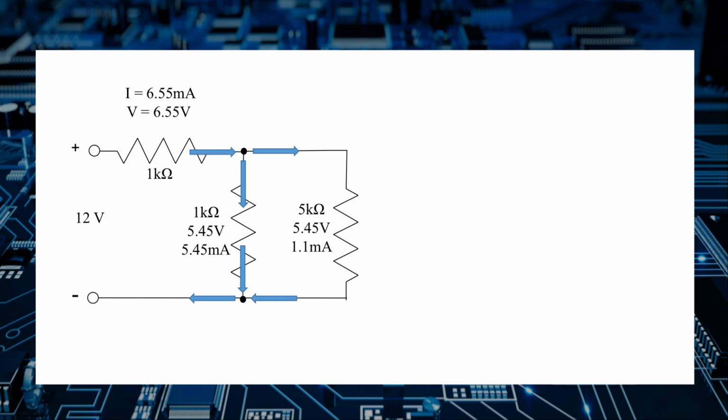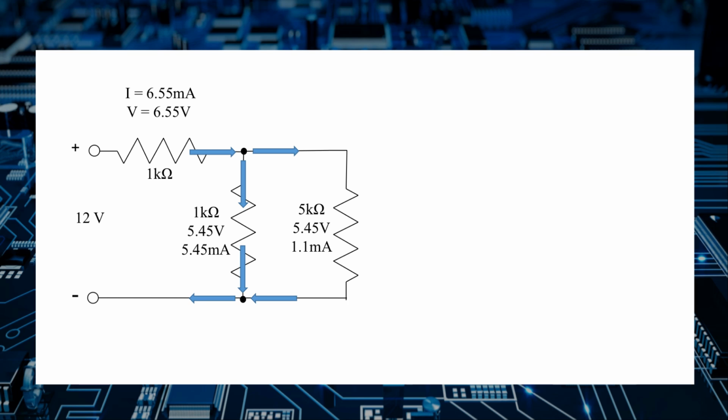But we can work it the other way too. If we only knew two of the currents, for instance the 6.55 and the 5.45, then we know that the remainder is 1.1 and must be going through the other branch. If, for example, we only knew the current in the two parallel branches, 5.45 milliamps on the left and 1.1 milliamps on the right, then we know that the total current entering the node, which is the current going through the series resistor, must be 6.55 milliamps, or the sum of the other two.